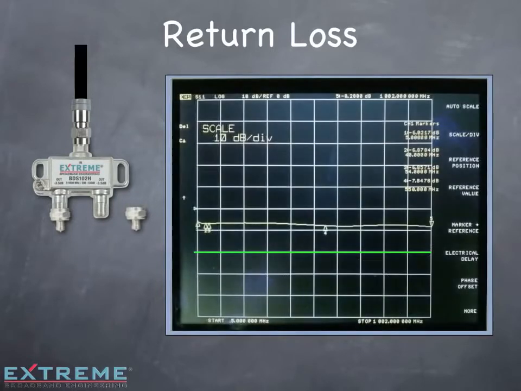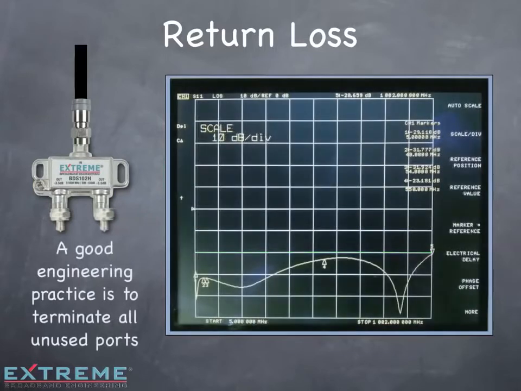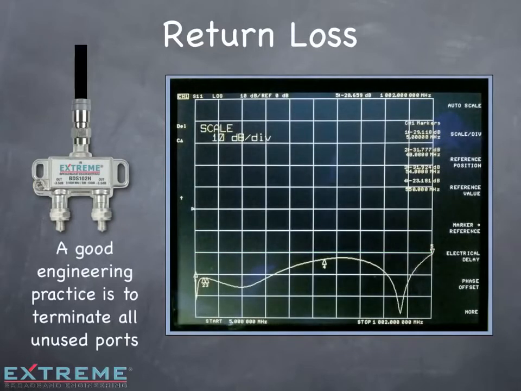Now, by removing the terminator from one port, we see a drastic change for the worse to the return loss. Now the return loss is in the 6 to 8 dB range. By unterminating one port, the return loss got worse by at least 12 dB. A good engineering practice is to terminate all unused ports when possible.